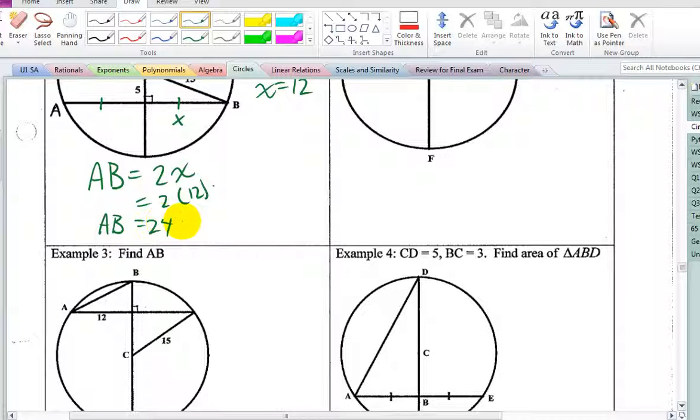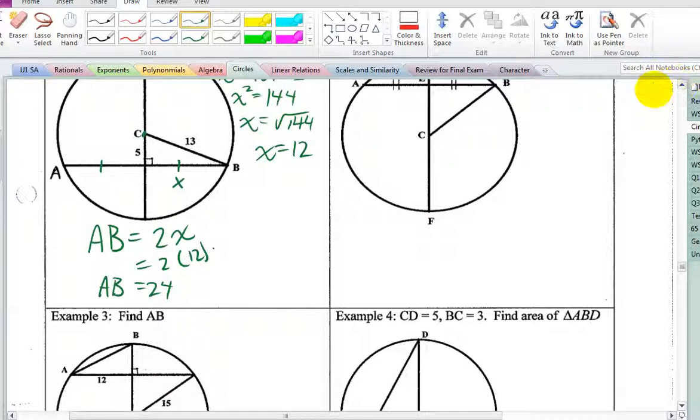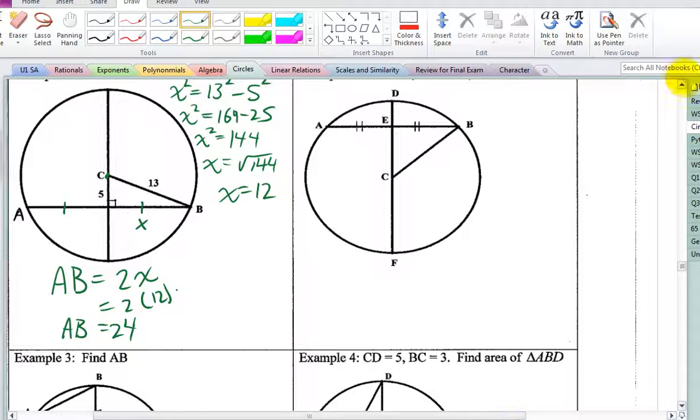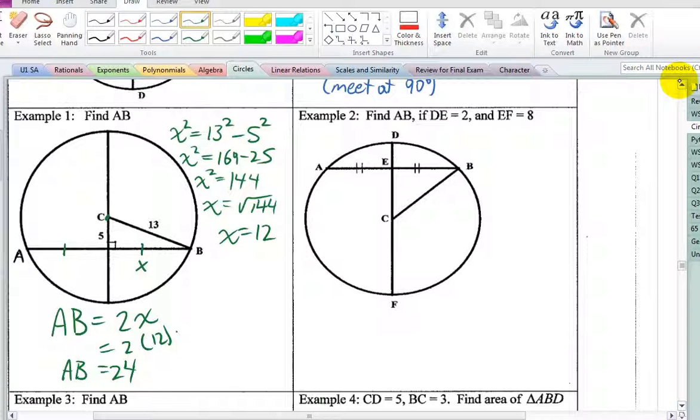Now you got to be careful, because sometimes we'll just ask for x, other times we'll ask for the whole line. So don't assume anything. Read carefully. Don't just be a robot. You need to read. Okay, let's try the next example.